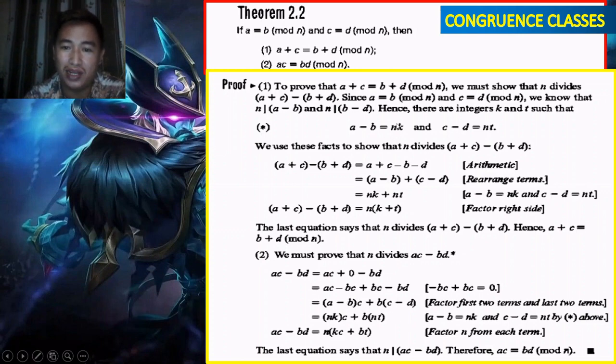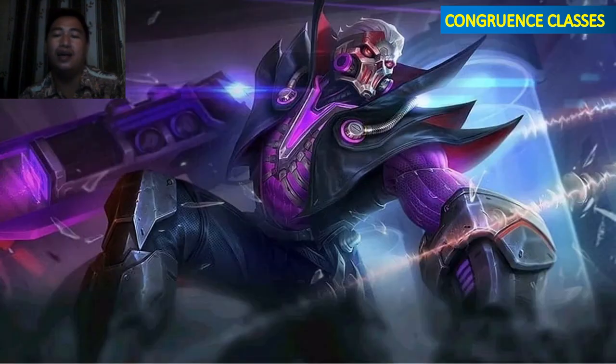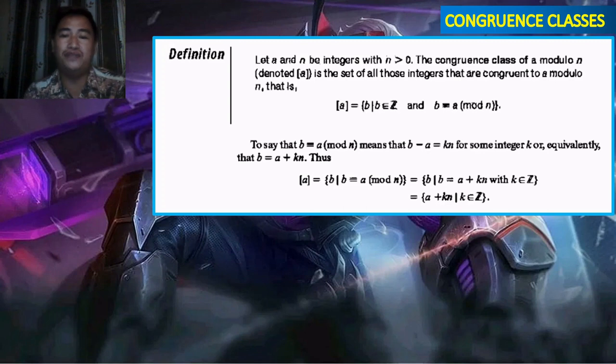Then A minus B, we replace it with NK, and C minus D, we replace it with NT. So NK times C plus B times NT. Then factor out N, so KC plus BT. So clearly N divides AC minus BD. Okay, we have reached the goal. The last equation says that N divides AC minus BD. Therefore, AC is congruent to BD mod N.